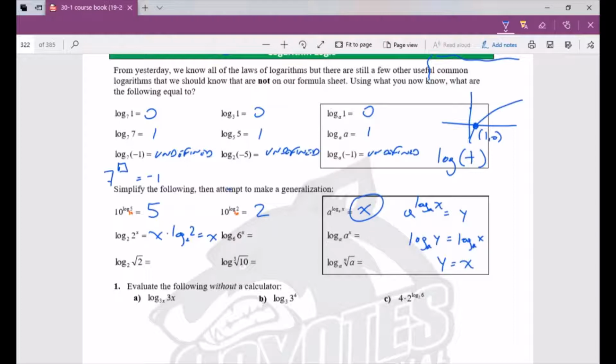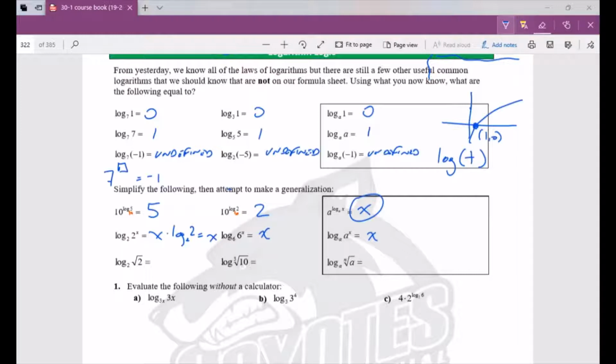The logarithm of 6 to the x base 6. That 6 comes down front, ends up being x times log 6 base 6. This is just equal to x. So we end up with another rule. Logarithm of a to the x base a will equal x, as long as that a as the base and as the other base, I suppose, are the same number.